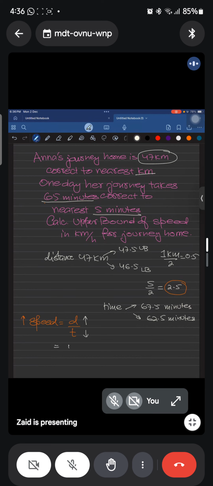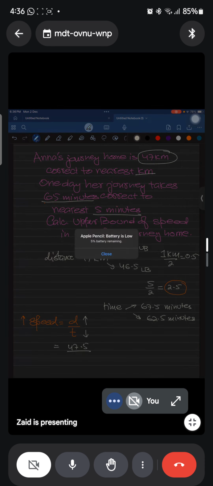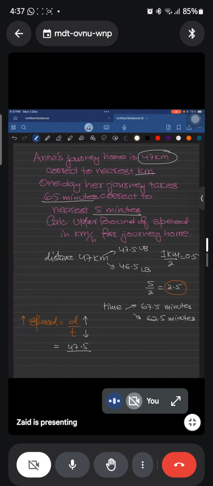Okay, 47.5 done. For time, I'm not going to directly take the 67.5 minutes because they are asking us to find the time in hours, kilometer per hour. So what should I choose, the upper or the lower? Lower bound. Perfect. So I've chosen this one, and then I'm going to divide this by 60. That will give me the time in hours.